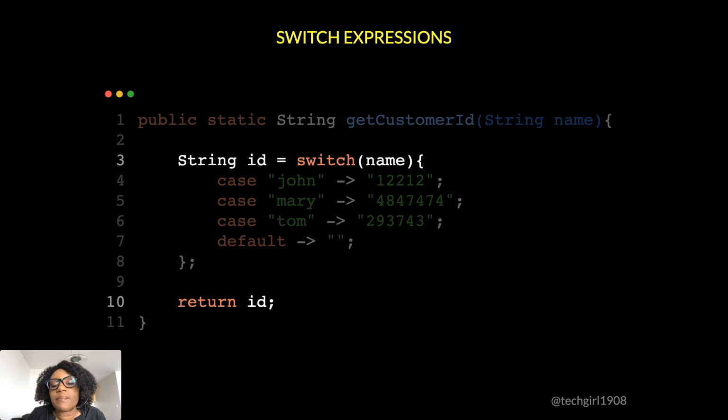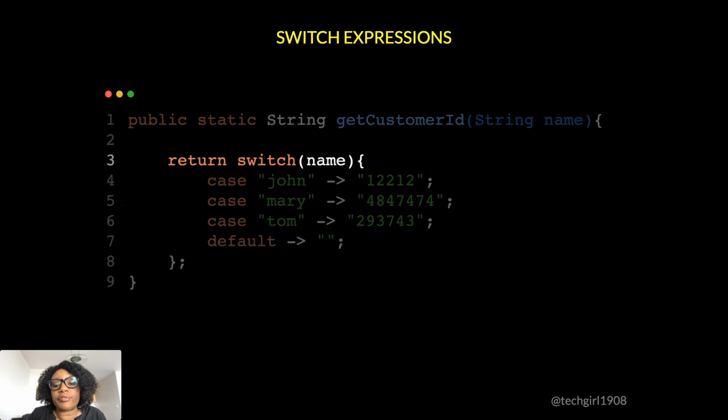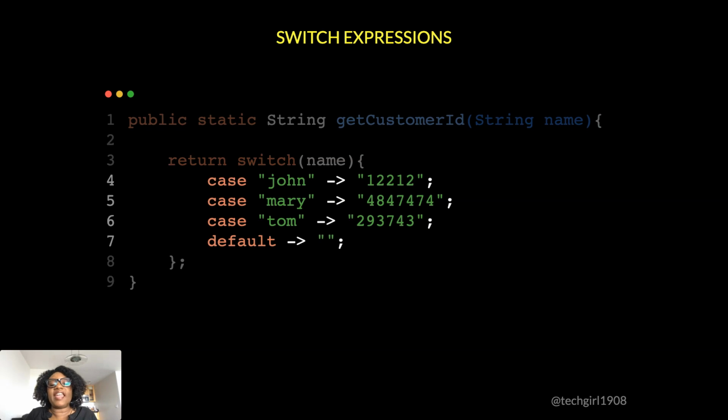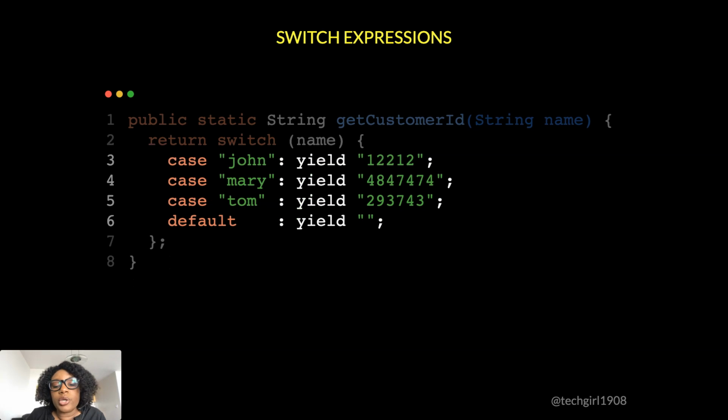And I can even simplify this a bit more by removing the assignment here and just returning the result of the switch expression. Now, using the lambda style arrows is one way to assign the value, but you can also use another approach. You can use the colon that we're used to, but if you do, you need to follow it with the word yield. So yeah, this is a bit more verbose, so I actually prefer to just use the arrow.